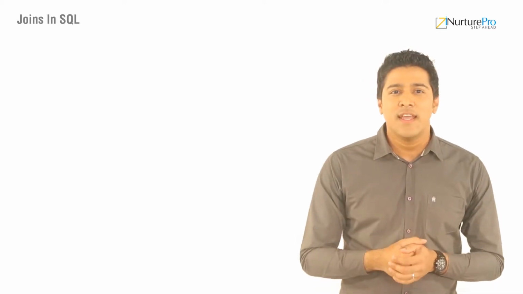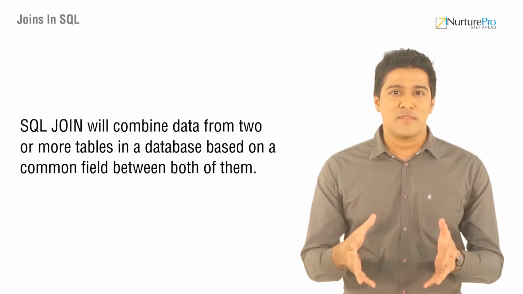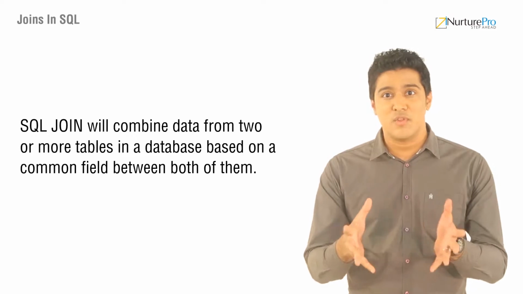So what does SQL join actually do? SQL join will combine data from two or more tables in a database based on a common field between both of them. Using SQL joins, you can fetch exactly the data you want from any number of tables with just one query. By using any search parameter, you choose to filter the results.